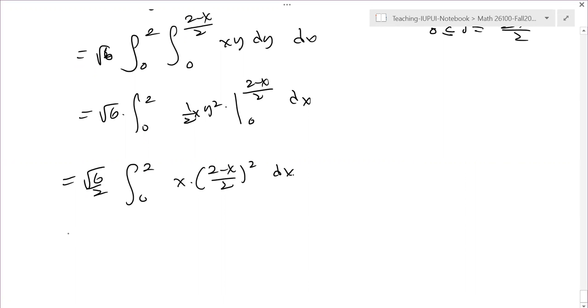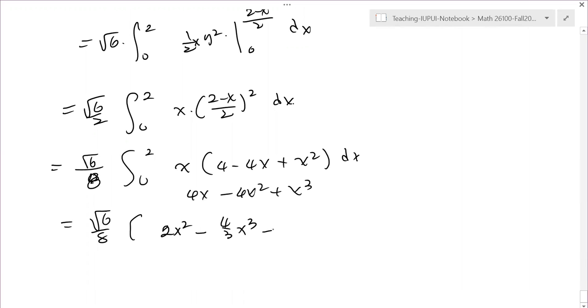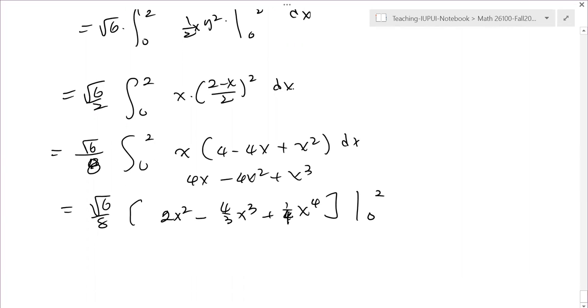So you can take 2 out, that'll be square root of 6 over 8 now, with 4 squared. So you get x times (4 minus 4x plus x squared) dx. Okay, let's find the antiderivative of this. So the antiderivative will be 2x squared, minus 4 over 3 x cubed, plus a quarter of x to the 4th power. Evaluate the endpoints.